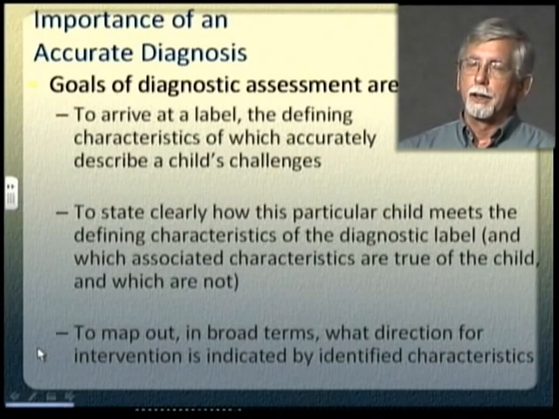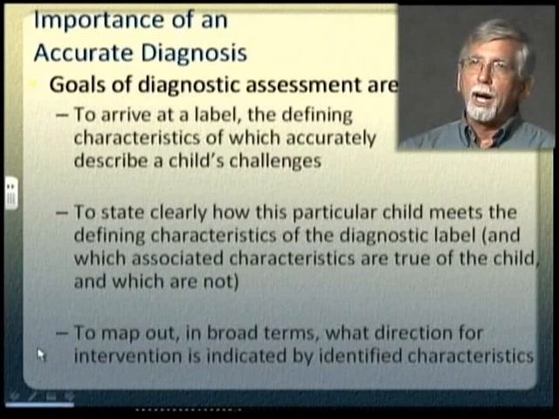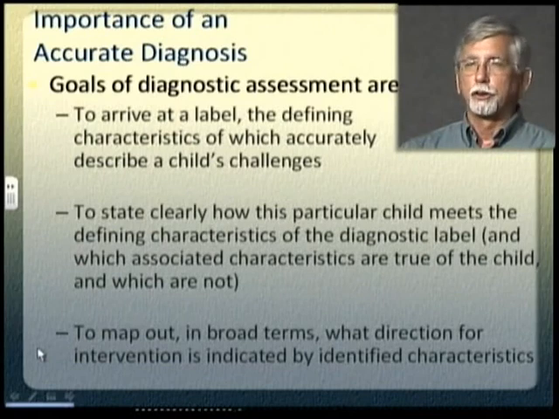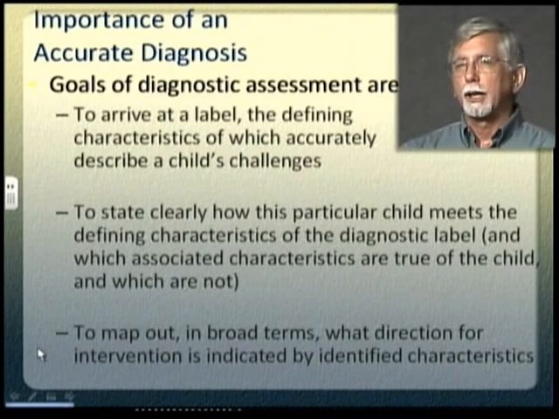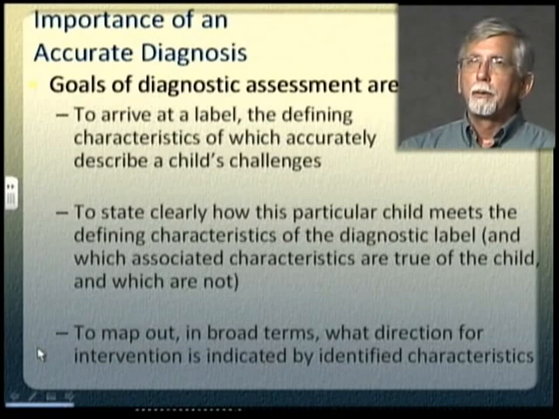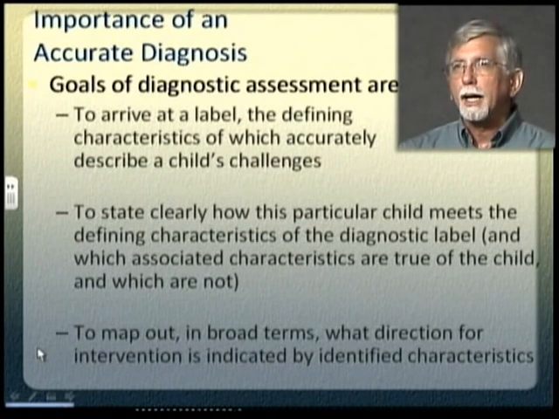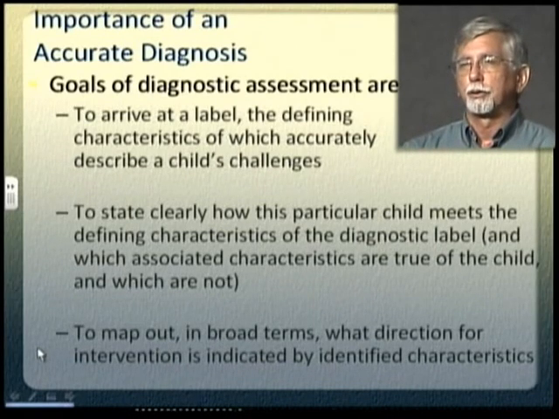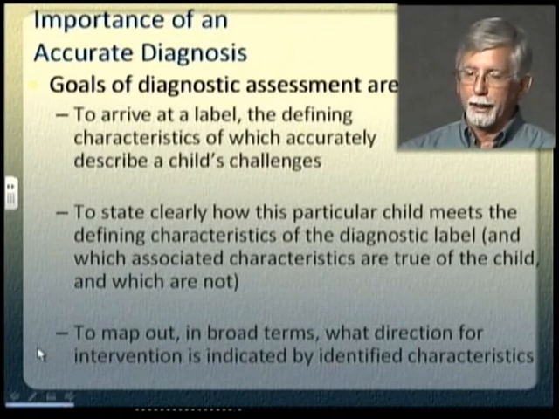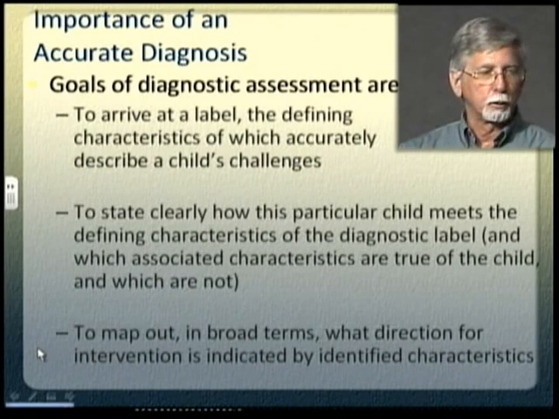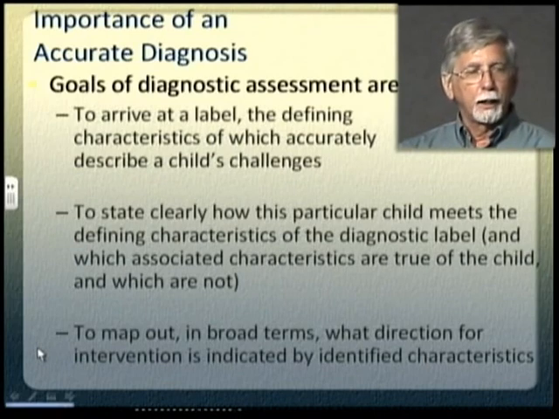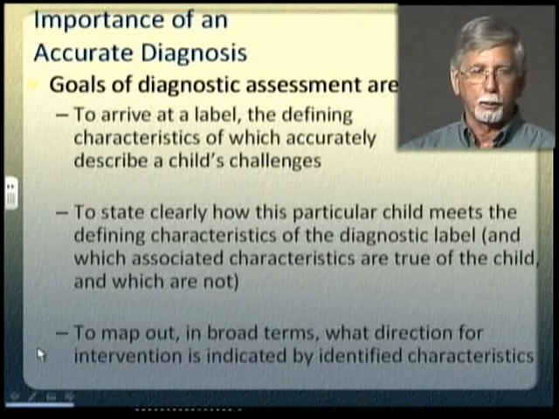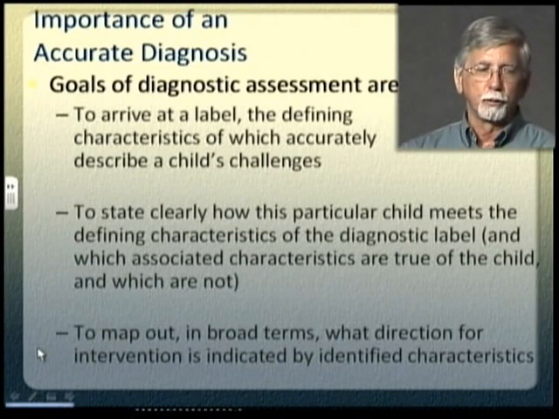So the goals of a diagnostic assessment are really to arrive at that label for which the defining characteristics accurately describe the child's challenges. And so if we say a child has an autism spectrum disorder, that conjures up in our minds certain kinds of difficulties with social interaction, certain kinds of communication challenges, and certain kinds of repetitive behaviors or patterns of interest that should be descriptive of the child in question. Further, a diagnostic assessment should state clearly how this particular child meets the defining characteristics of the diagnostic label, and which of those associated characteristics are true of the child and which are not.